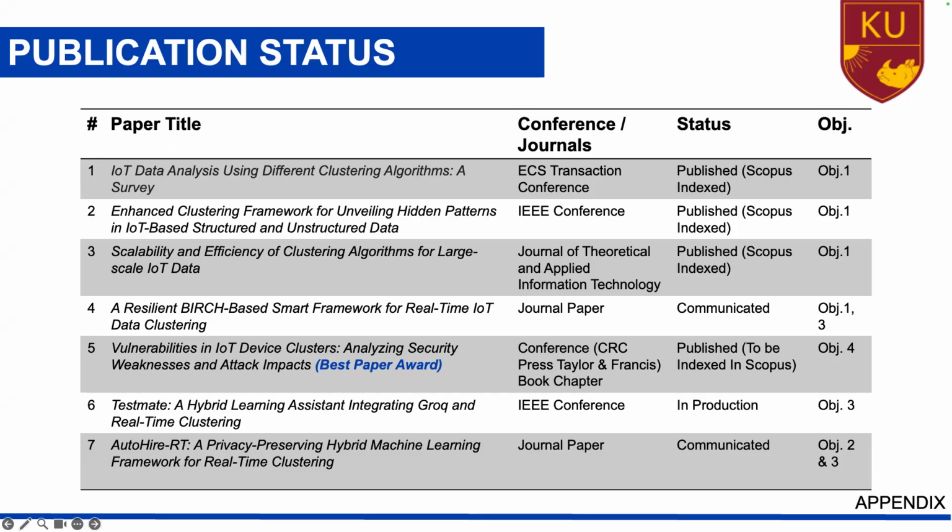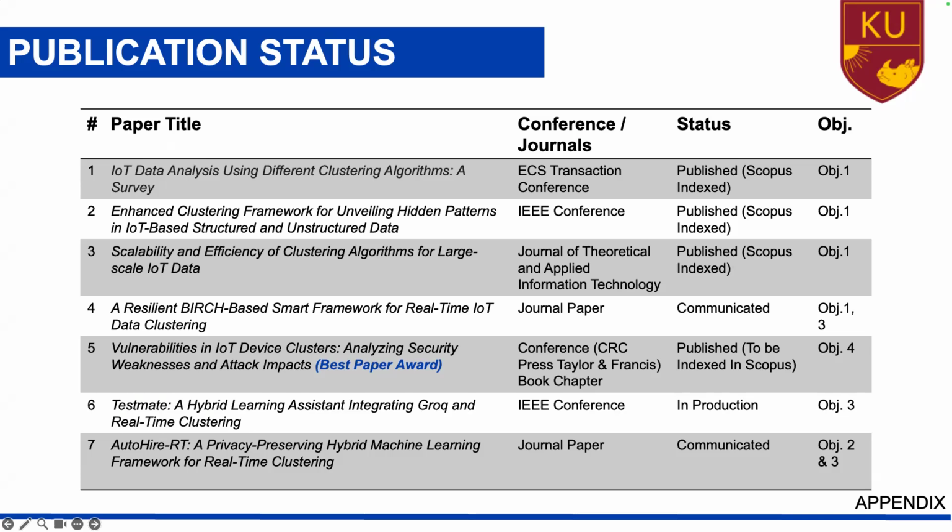In a Scopus Index journal, and the first one that you see, which is fulfilling objective one, got published in ECS Foundation Conference. The second one got published in IEEE Conference. The third one got published in Scopus Index Journal. The fourth one, which comprises our primary work, is communicated to a very reputed journal. The fifth one is a Taylor and Francis book chapter, which is published and yet to be indexed in Scopus.